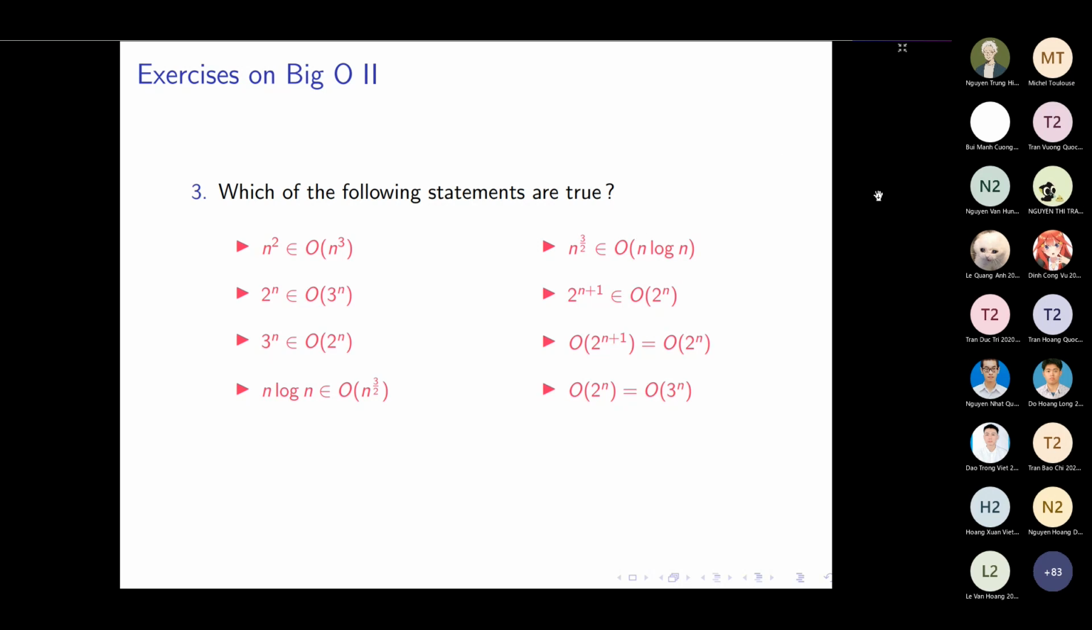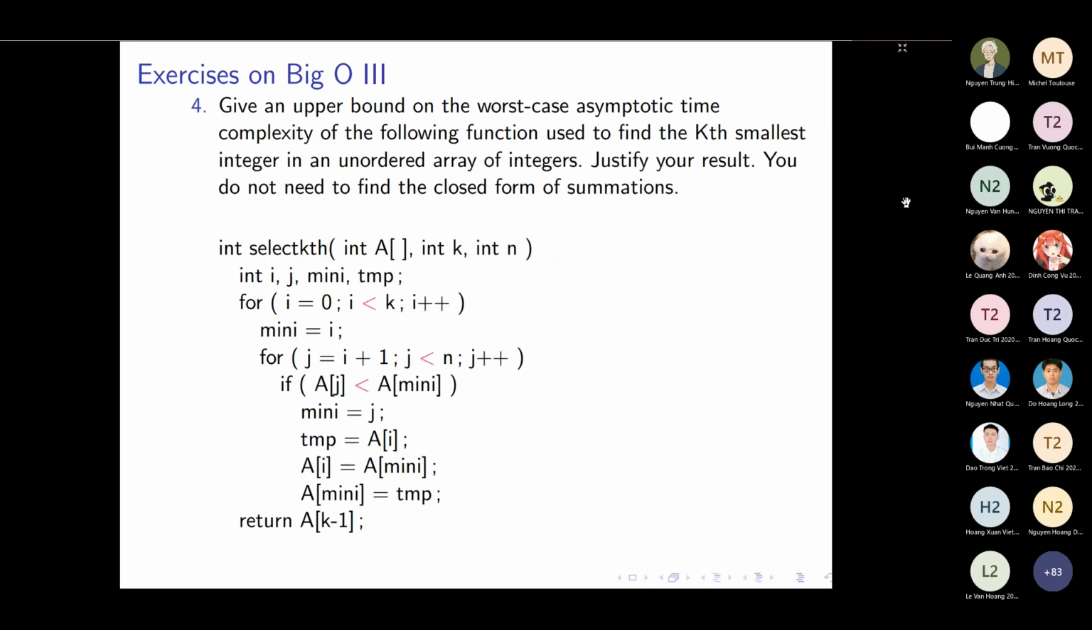So, did everyone understand the question? I mean exercise 3. Do you have any problem here? I think now we can move on. So exercise 4. Who has the answer? Hoàng Trần Nhật Minh, right? You can give the answer, right?